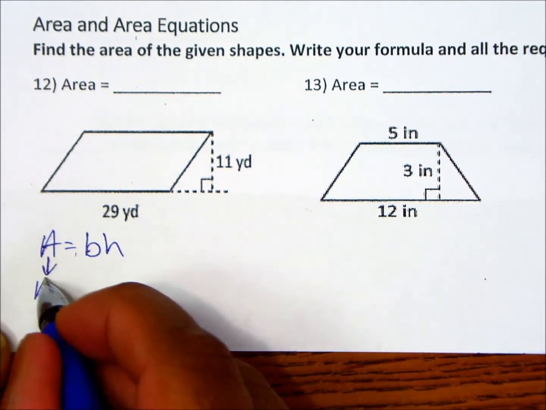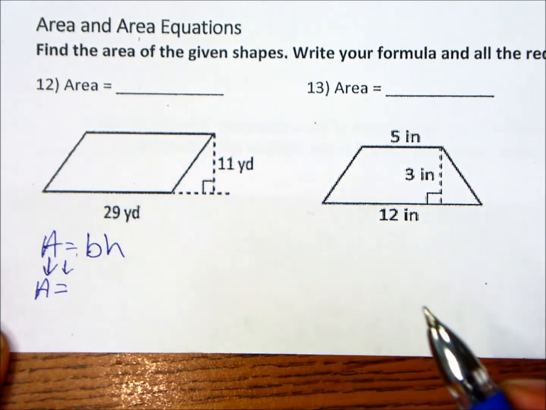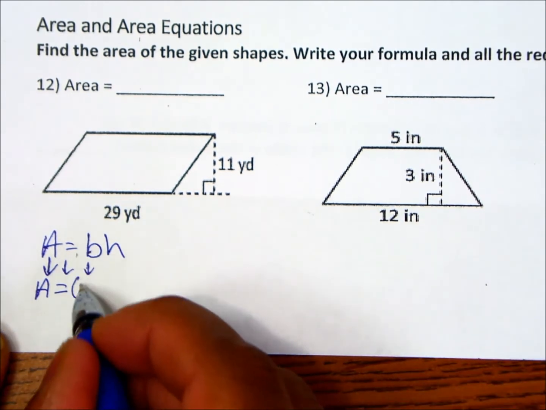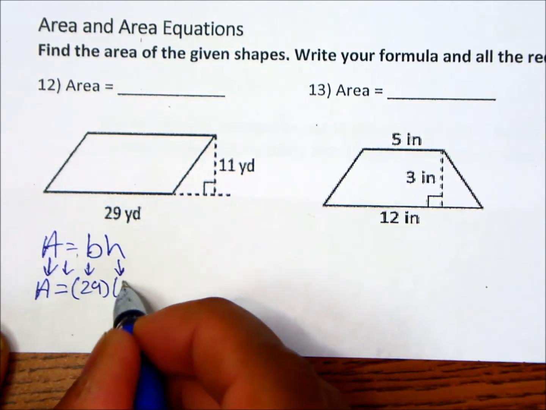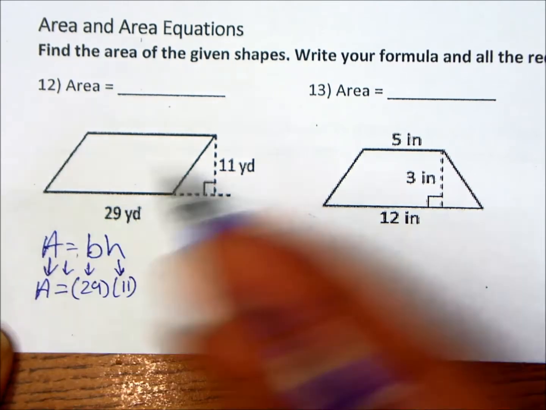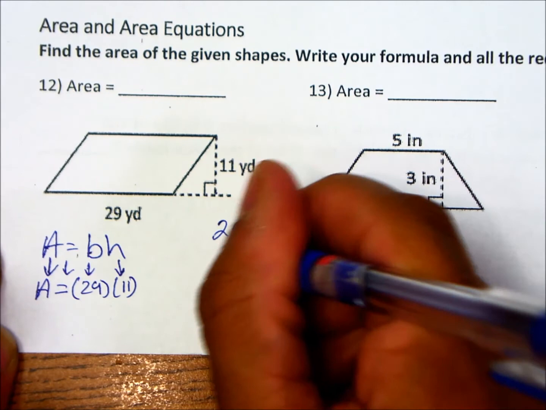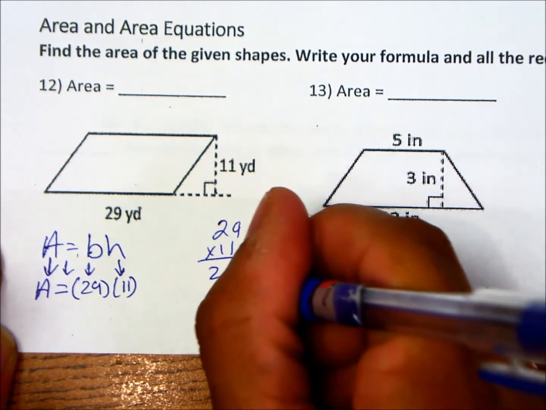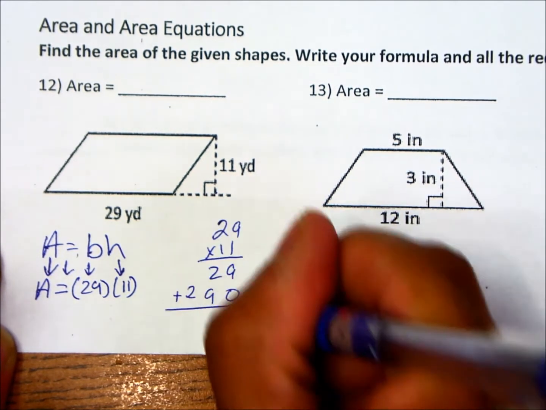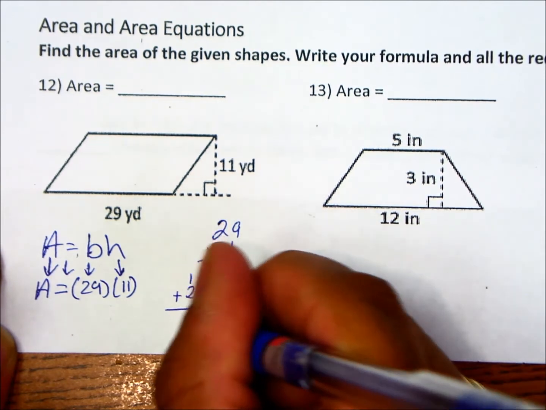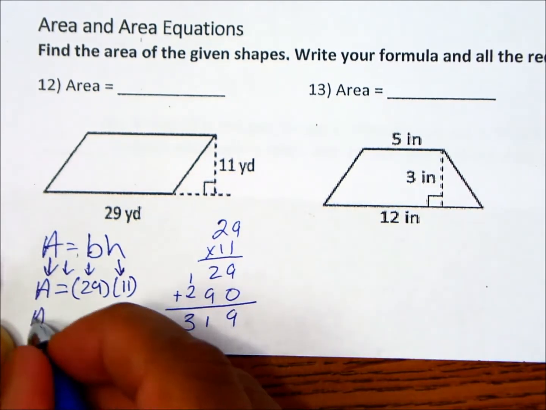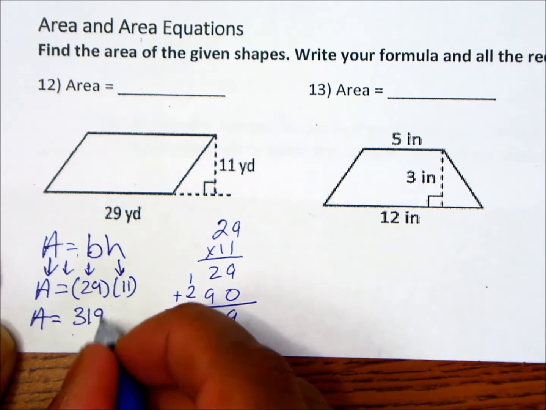Let's plug in what I know. I don't know area. Bring down your equal sign. Base I know is 29. Height I know is 11. Base is usually that bottom part. Height, remember, is straight from the top to the bottom. No decimals anywhere, so your area is equal to 319.